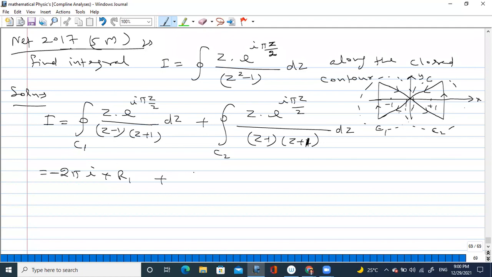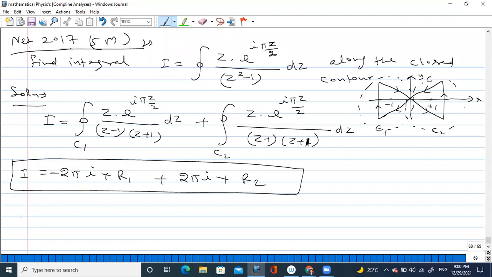This is clockwise, C2 is anti-clockwise. For anti-clockwise I need to take plus 2 pi i into R2. Again here R1 and R2 I need to find out, but this will be my final answer. So for contour C1, what to do?